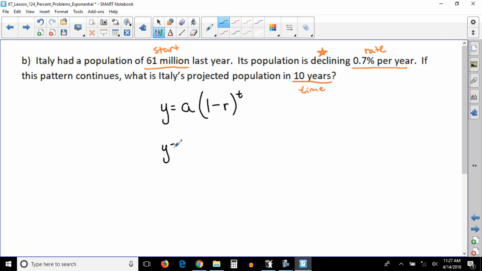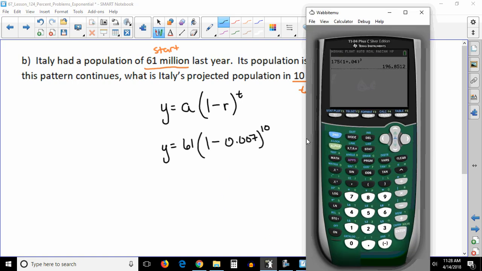So y is equal to 61 million, 1 minus the rate. Now, this is where things get tricky because you guys forget to change this to a decimal. It has to go 2 places to the left: 0.007. So you want to make sure that you're putting that in as a decimal, not as a percentage. And the time is 10 years.